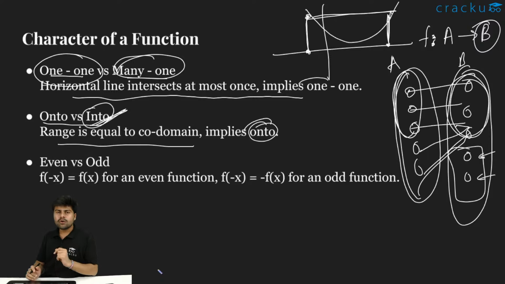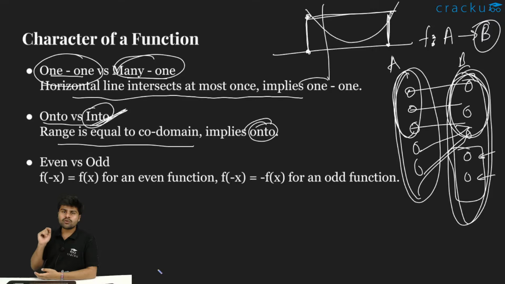What is onto? Onto is the opposite. So each output will have some input. All the elements in the codomain are outputs of some input.